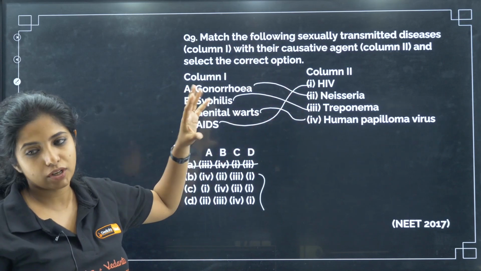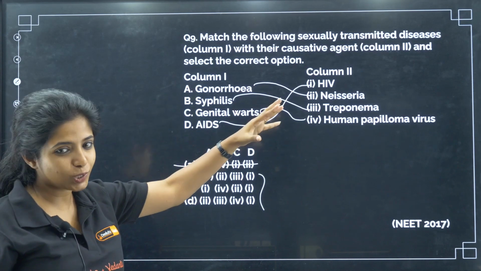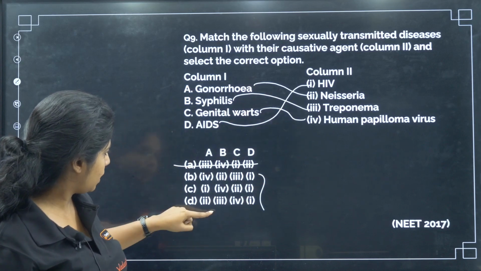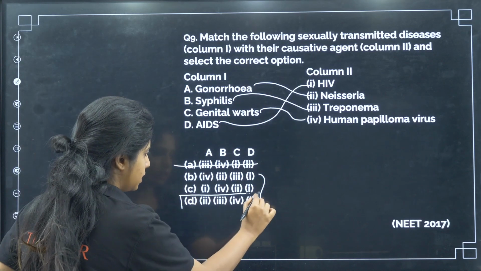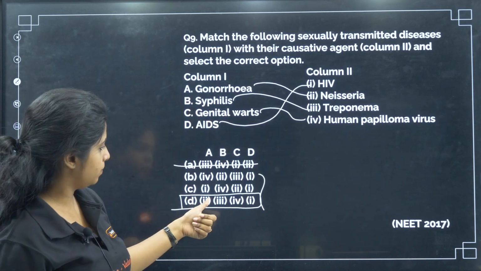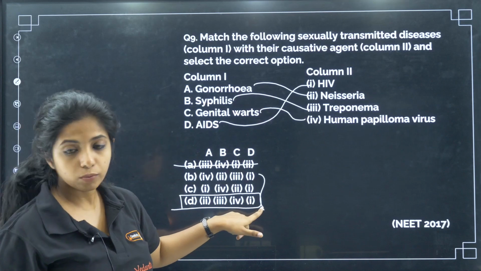Please remember, a question that could be coming around any time. Okay, so at least this information is very much important for you. So I'll say A1 goes with 2. I just have one option like that. This becomes my answer. Okay, now syphilis goes with 3. Agreed? Yes. C goes with 4. And D goes with 1.